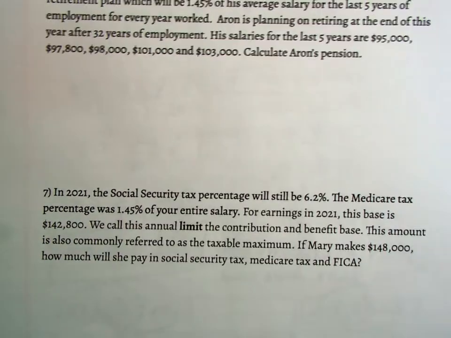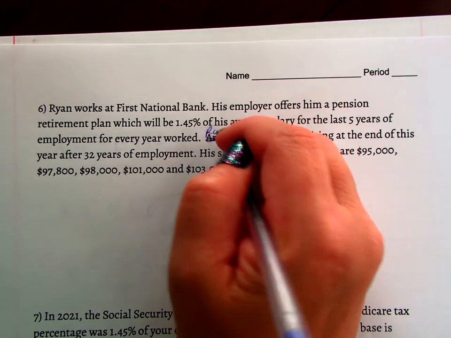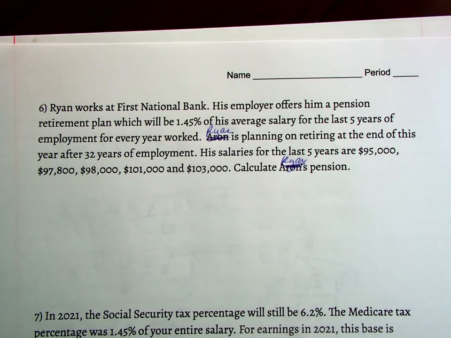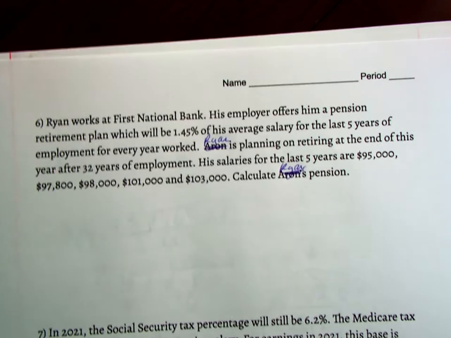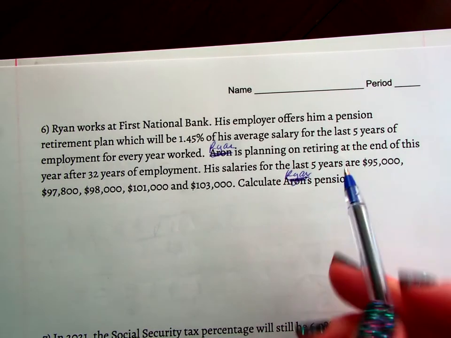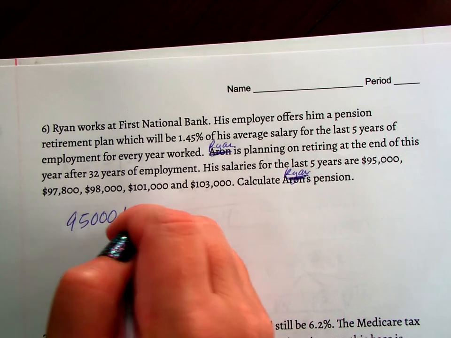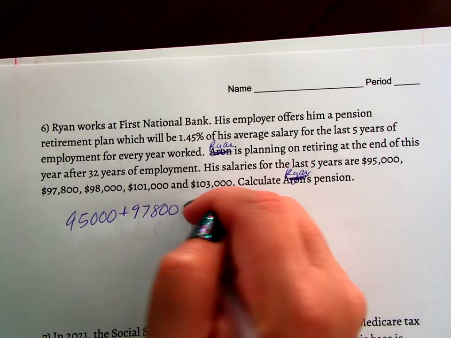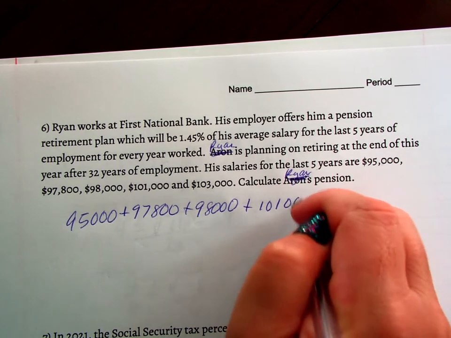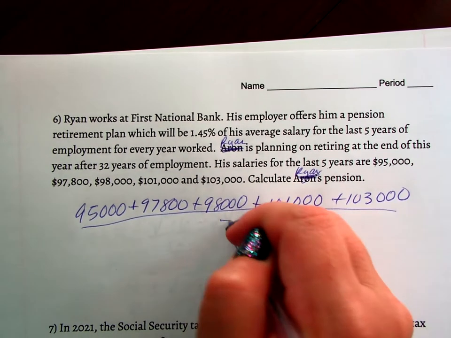All right, here we go calculating a pension. I changed the name to Ryan for this year's classes and then forgot to change it in these two other spots. Just kidding. Okay, so Ryan works at First National Bank. His employer offers him a pension retirement of 1.45% of the average salary of the last 5 years. So let's take these salaries of $95,000, $97,800, $98,000, $101,000, and $103,000. Total that all up, and we're going to divide by 5.